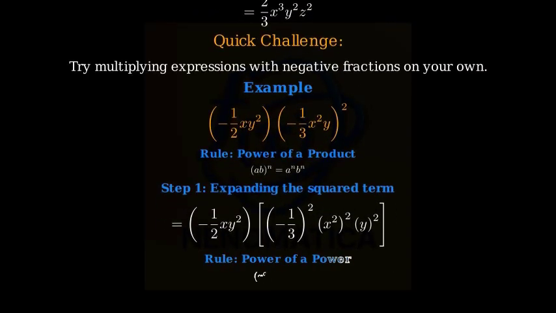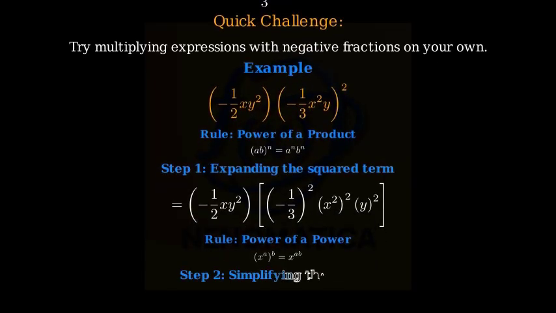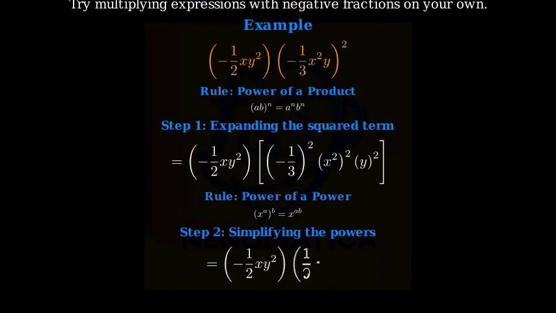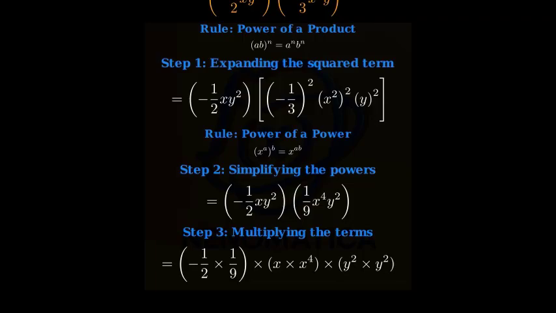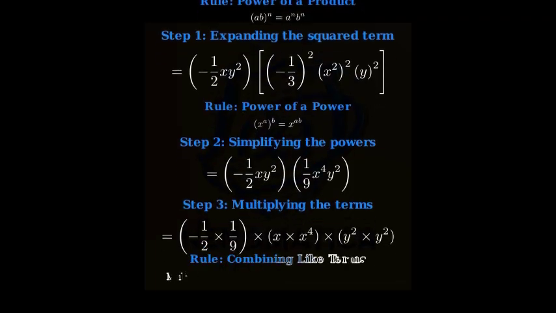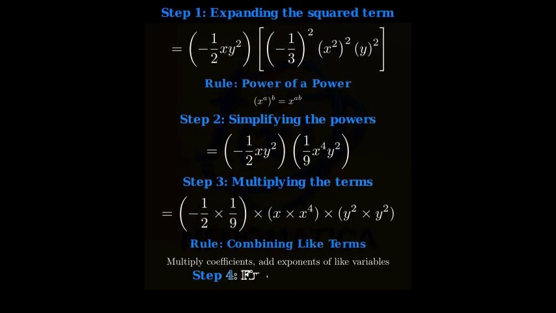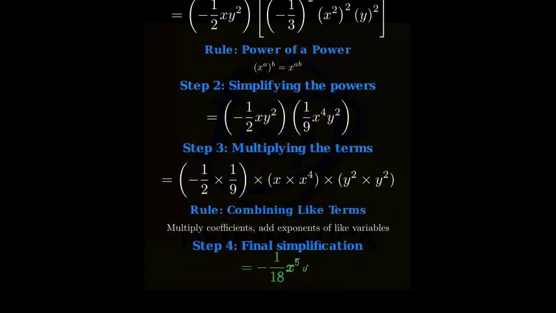Next, let's simplify the squared expression. Negative 1/3 squared equals positive 1/9. X squared squared equals x to the 4th power, and y squared is y squared. Now let's separate and multiply the constants, then combine the variables with their exponents. Finally, we multiply negative 1/2 by 1/9 to get negative 1/18.